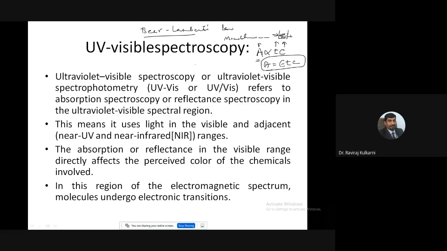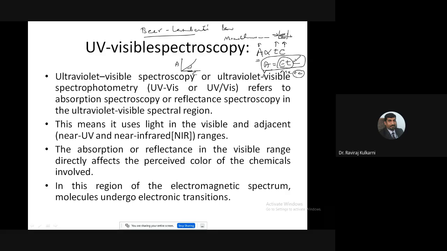From this you can tell what material is present, how much it is absorbing, and what its epsilon value is. Epsilon value is different for different samples. When you plot a graph of absorbance versus concentration, it should be a straight line, y equals mx plus c. C is zero here. What is m? Epsilon into t, both are constants, thickness is constant, concentration is varying. So if you take the slope, you get epsilon into t.